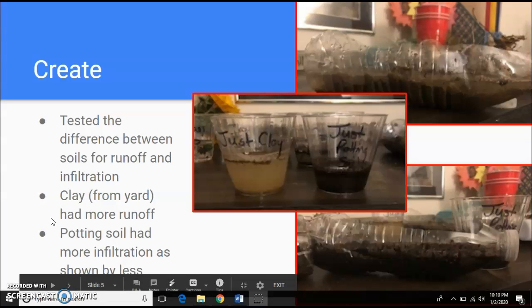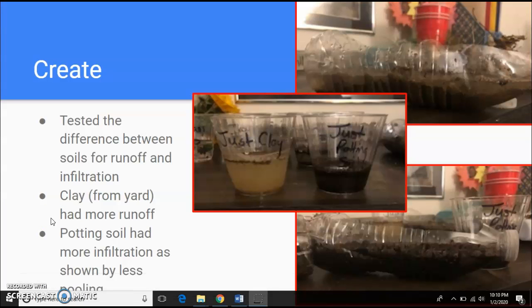So I started off by testing the difference between potting soil and clay for runoff and infiltration. I took the clay from my yard, and as you can see from the cups, clay clearly had more runoff. They're both dirty, so they both had a lot of erosion. When you compare the bottle pictures, clay had way more pooling and less infiltration than the potting soil did.